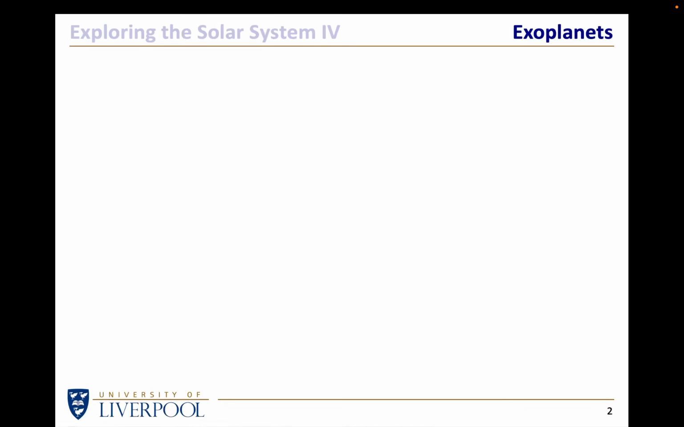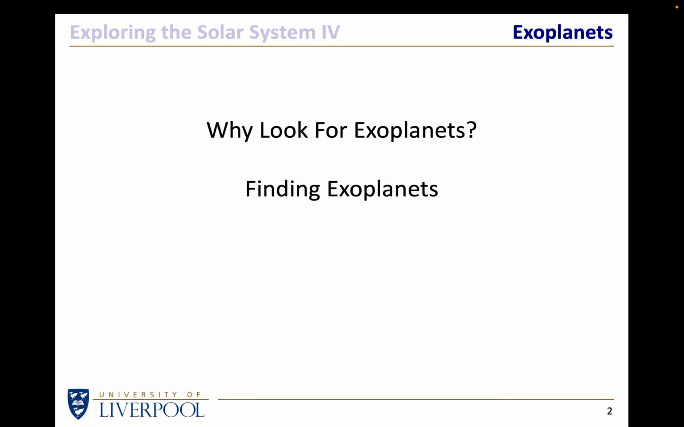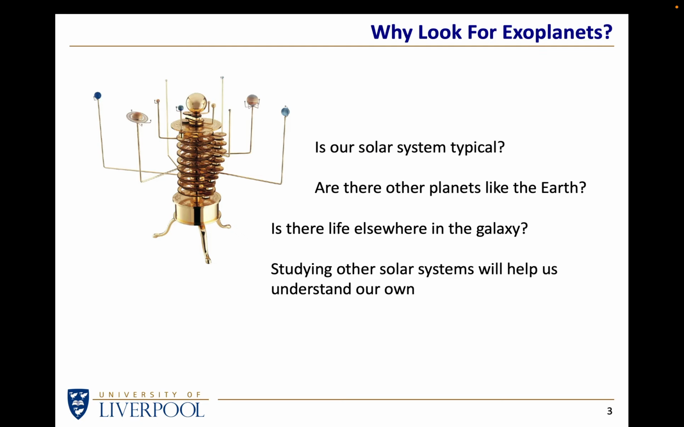So I'm talking about exoplanets, planets around other stars. And we can ask, why bother looking for exoplanets? How do we actually go about finding planets around other stars? And how do we go about looking for life? And I'll be asking the question, what's the next step in that direction?